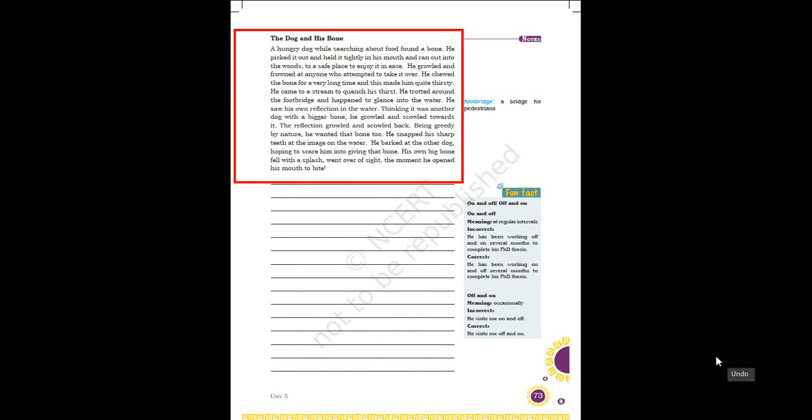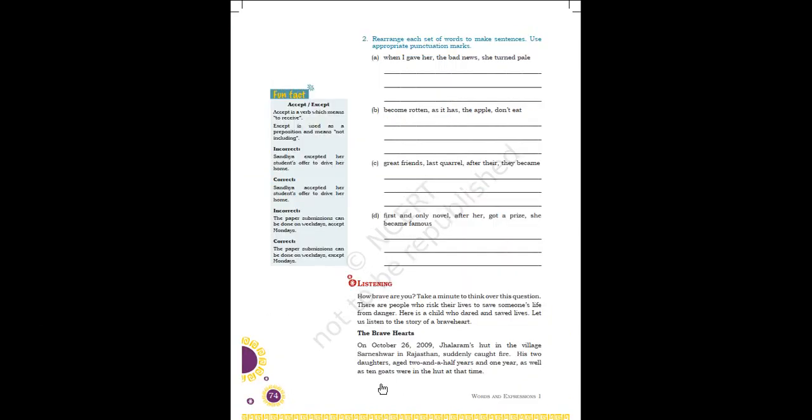So what are the examples of prepositions? Above, across, against, along, among, at, before, behind, below, beneath. You know that these are the prepositions and they should be correctly used. So let us move on to the next page, that is page number 74. Rearrange the set of words to make the sentence and use appropriate punctuation.